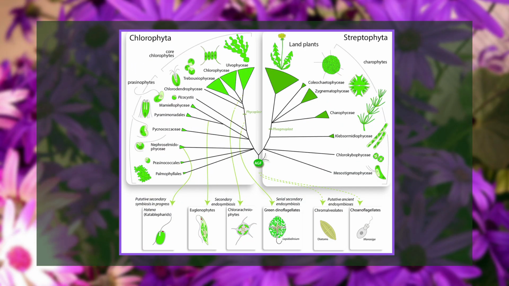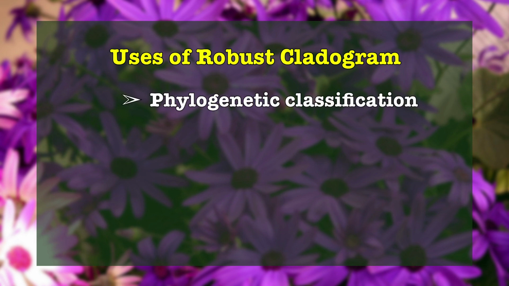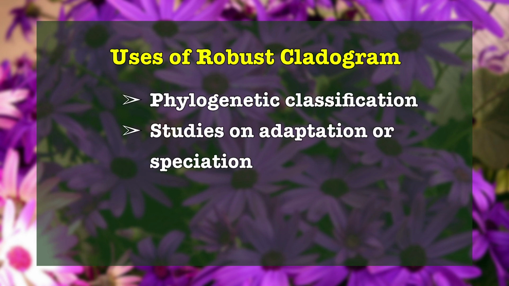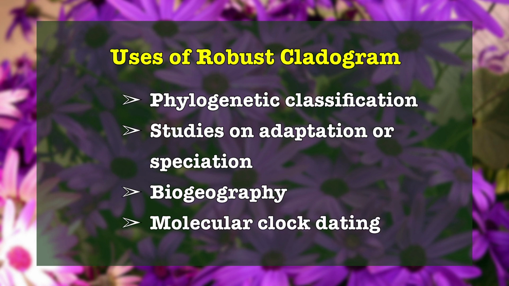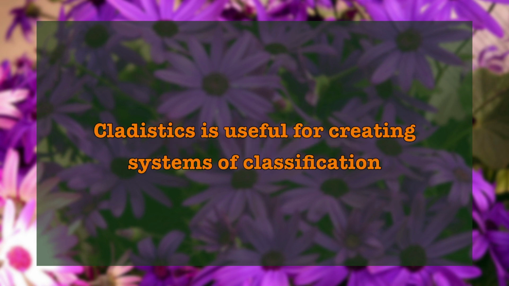The cladograms can also be used to classify life in a way that directly reflects evolutionary history. Once a robust cladogram is derived, the pattern of relationship and evolutionary changes may be used for a variety of purposes like phylogenetic classification, studies on adaptation or speciation, biogeography, and molecular clock dating. The most striking uses of cladistics are: Number 1. Cladistics is used for creating systems of classification.